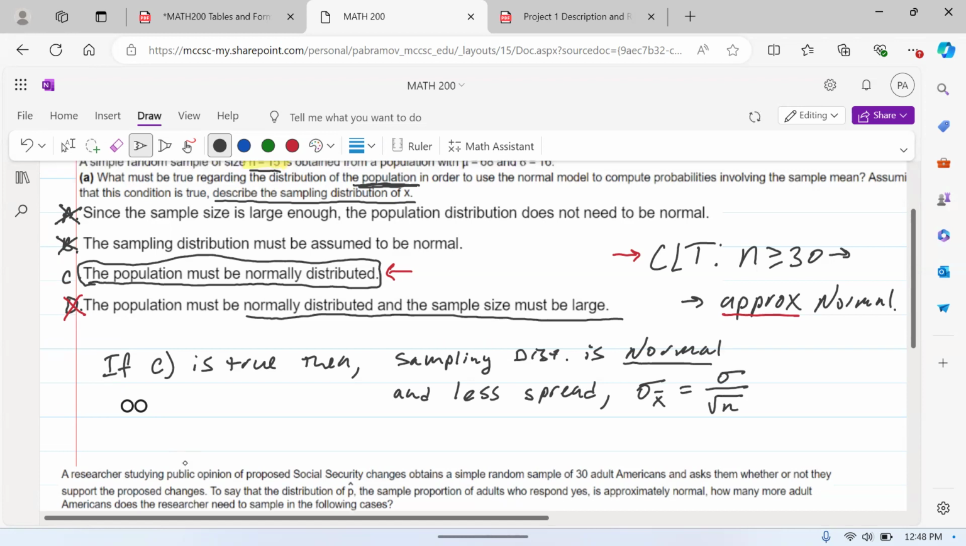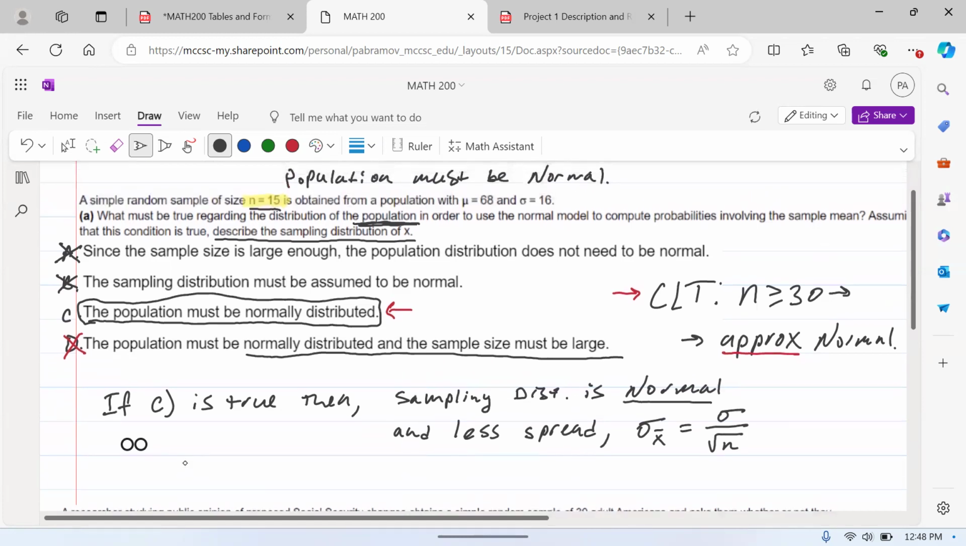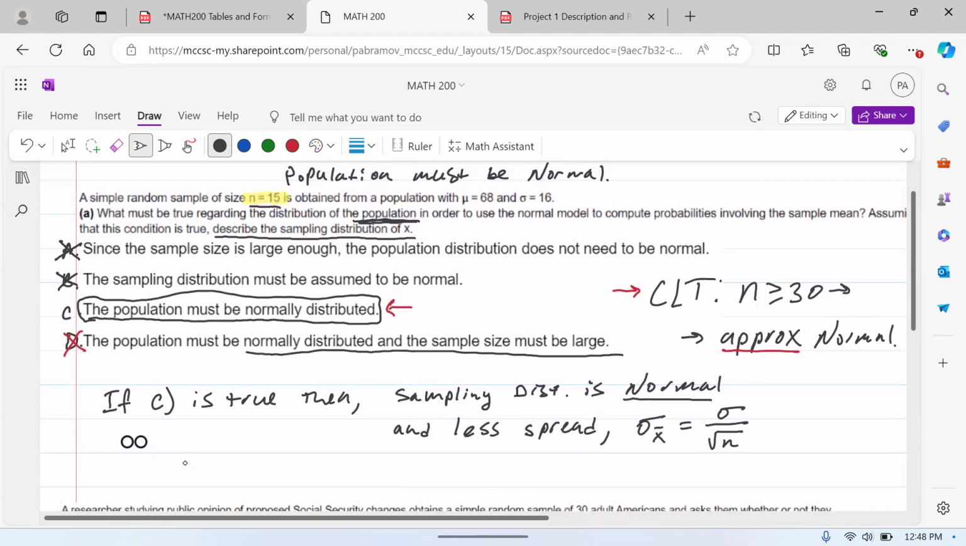Okay, so that's question A. Not question A, but I think it was question number 4 on the quiz. And a lot of people were missing it. A lot of people were answering D, but C in this case is the correct answer.